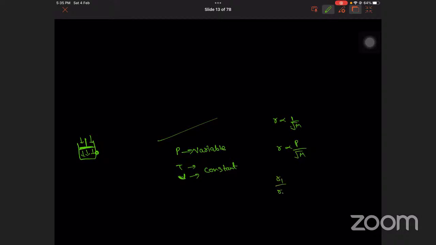There is one more condition there. If I take R1 by R2 is equal to rate of first gas by rate of second gas, it equals pressure of first gas by pressure of second gas times under root M2 by M1. This is when we are taking two gases and both have different pressure and different molecular weights, then how to relate. This is the case. Clear, everyone, with this?